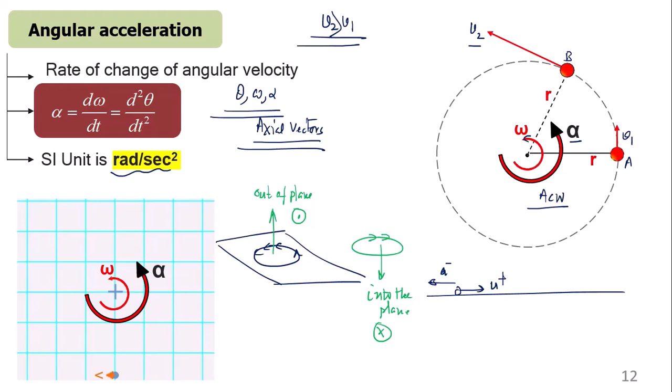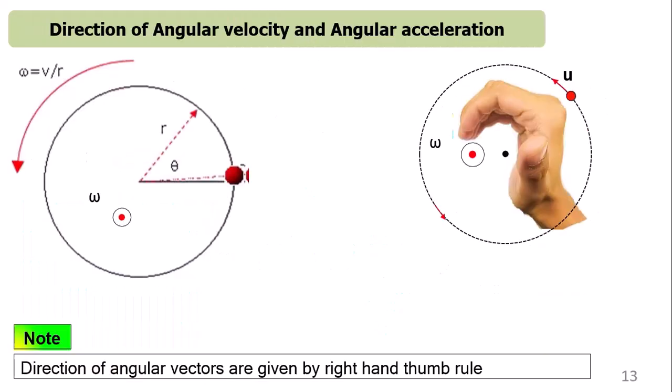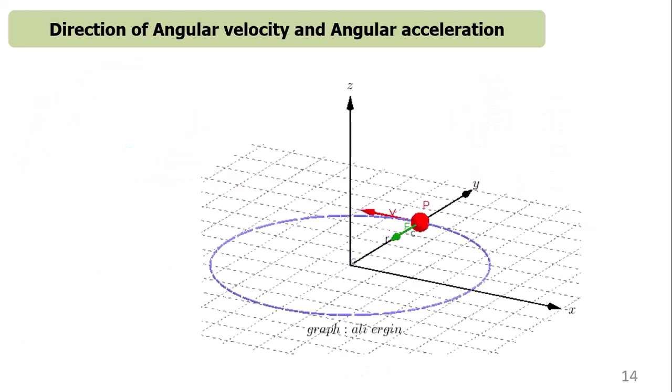So depending on the direction of rotation, I can sense in which direction my thumb is going, and accordingly you have to adjust the direction. So the direction of angular vectors is given by the right hand. This is the right hand thumb. In this situation, the particles are rotating in the anti-clockwise direction. Once I fold my hand in the anti-clockwise direction, the thumb is pointed outward. So outward means dot, encircling out.